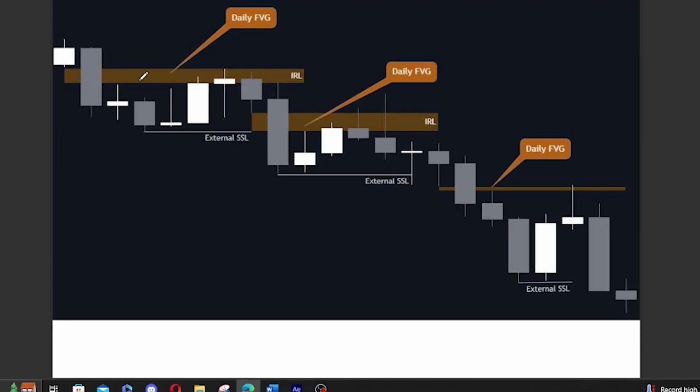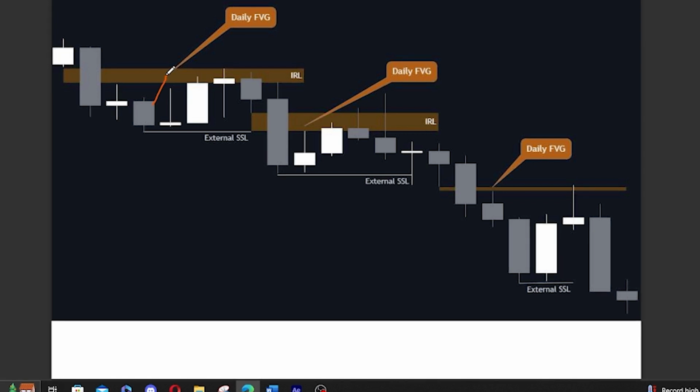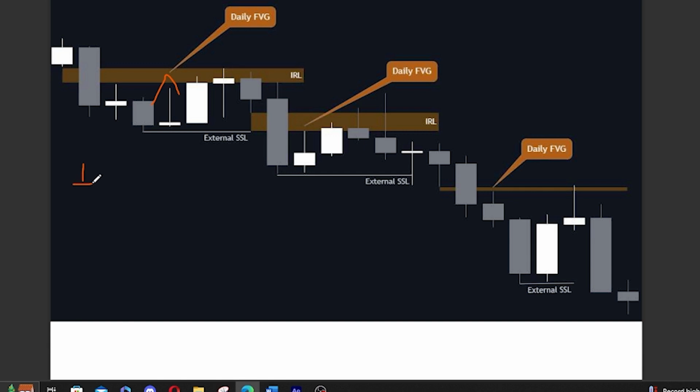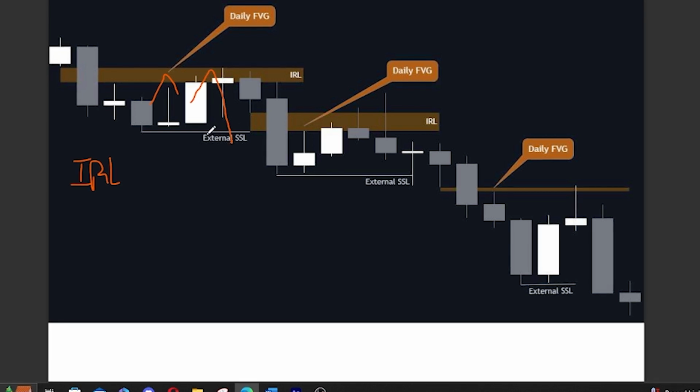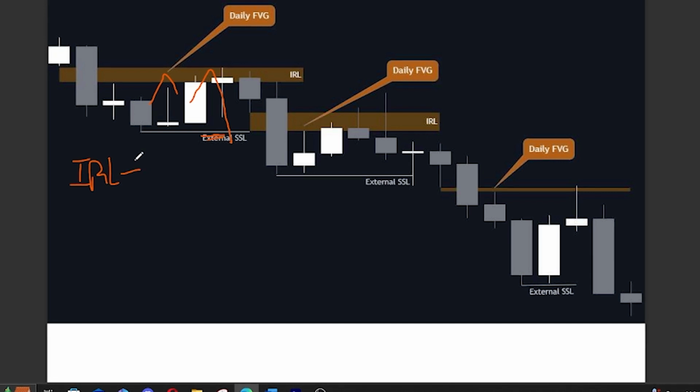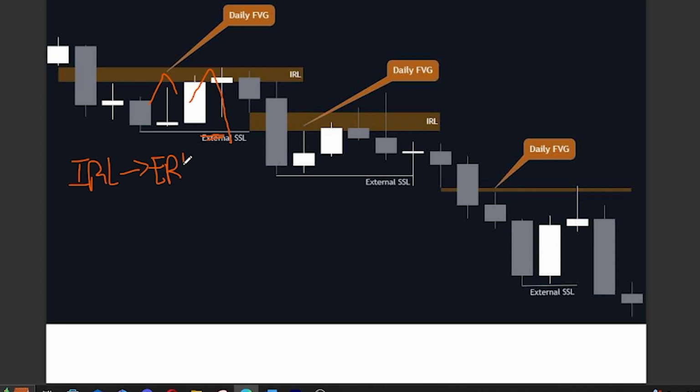Now here you can see we have a fair value gap on the daily time frame. Price came and rejected from this fair value gap, which means we were currently in the internal liquidity zone. So let's see what happens now. We rejected off this fair value gap and came and took this external liquidity. So where did we go? From internal to external liquidity.